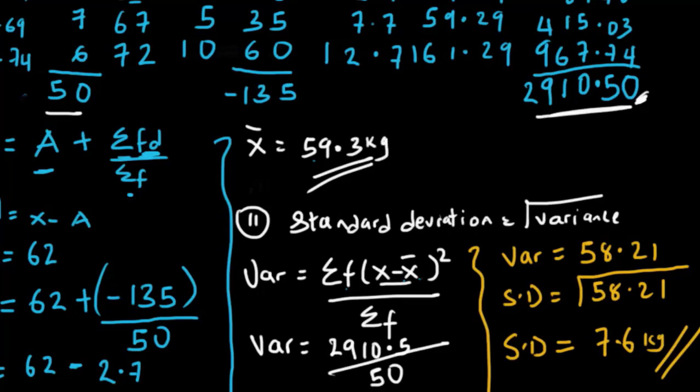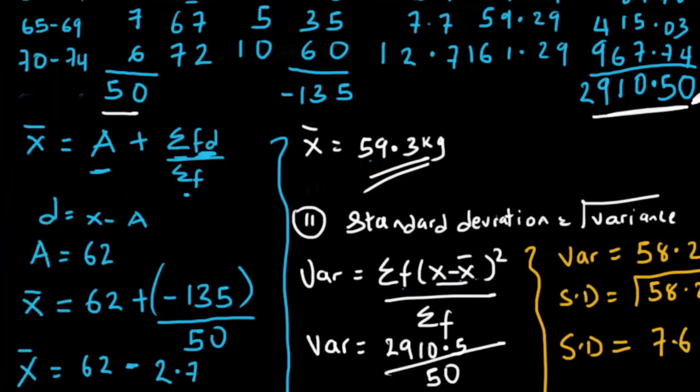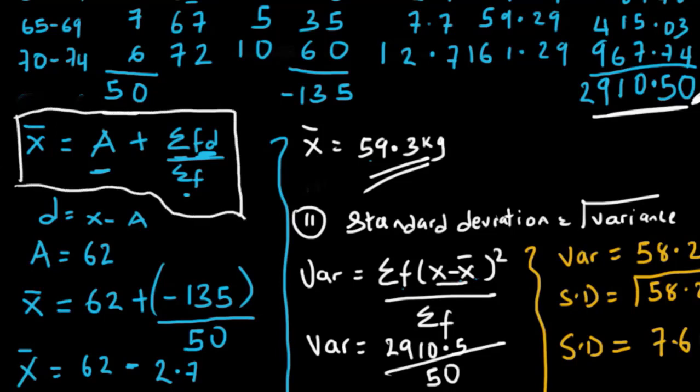Don't forget, you create the table, and then by going through the formula you should be able to know what to compute next. The second thing you should not forget is the formula for mean when given assumed mean. Mean equals assumed mean plus summation fd all over summation f, where d equals x minus assumed mean. I hope you understand this.